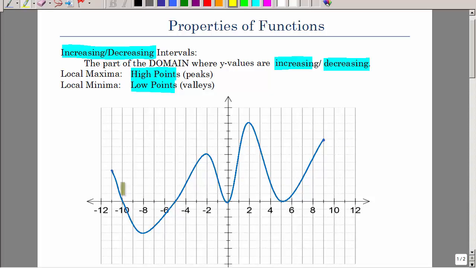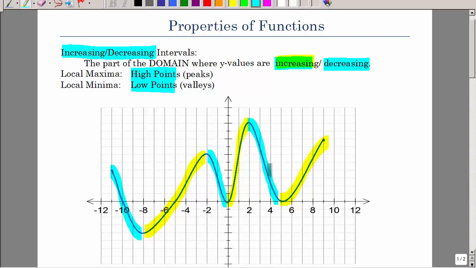If you were walking along or you had a little car and riding along this graph, where would you be going uphill? Well, here, here, and here. Those would be all the places you would be increasing. But where would you be decreasing? Well, going down here, down here, down here.